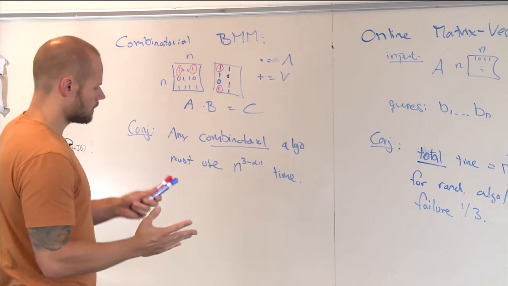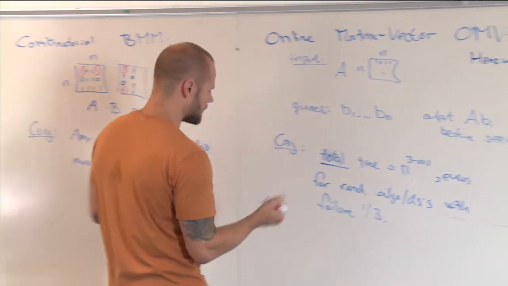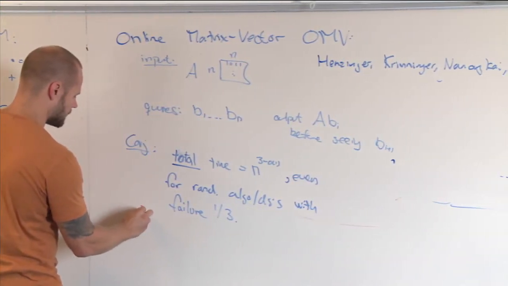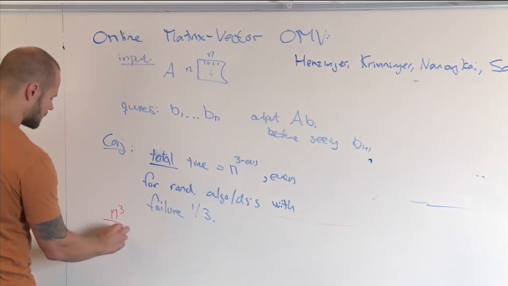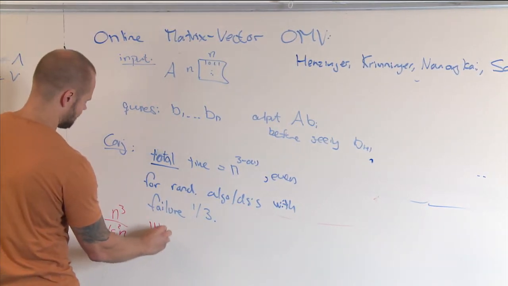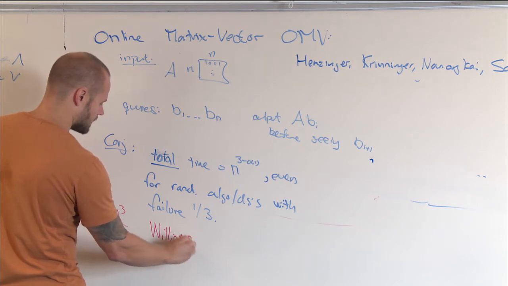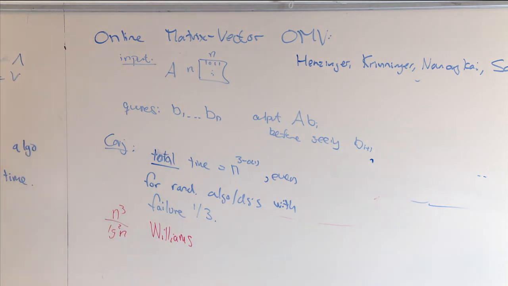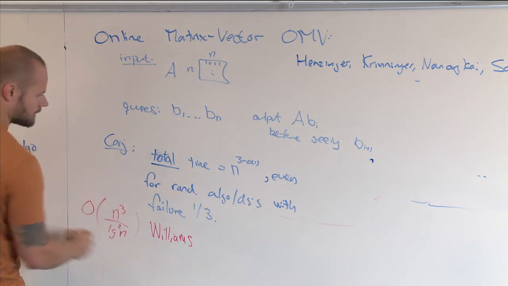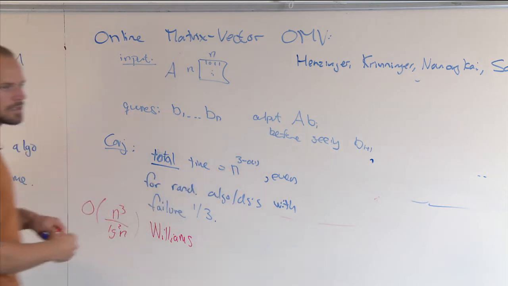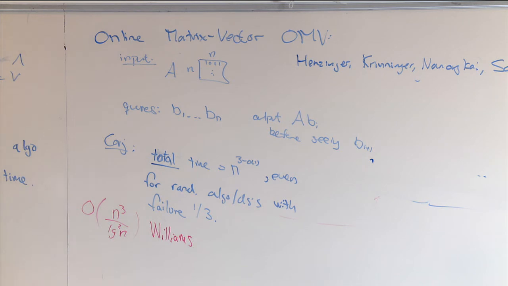Maybe let me also say at the time the conjecture was made, the best upper bound was n cubed over log squared n by Ryan Williams. I don't remember when it was, but Ryan Williams had an n cubed over log squared n upper bound for this problem. So it seems very fair to conjecture that you cannot do this. So that was the upper bound at the time.